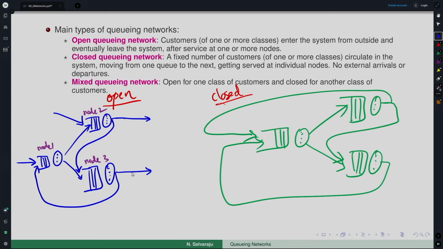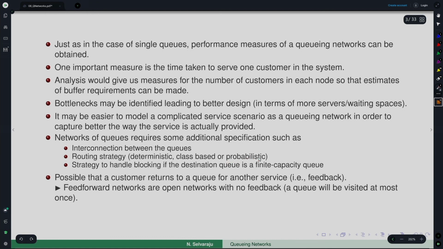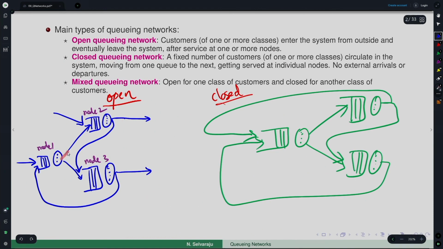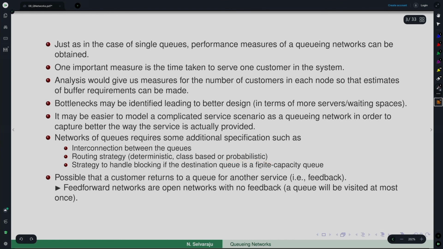It's the same network, or it could be completely probabilistic, with what we call routing probabilities. For example, I can specify a probability p here and 1 minus p here. After completing the service here, in a completely probabilistic manner, the customer may move to node 2 with probability p and to node 3 with probability 1 minus p. This p and 1 minus p are what are called routing probabilities. If it is a probabilistic way of routing, then the nature of these probabilities has to be specified. So, this defines the routing strategies.